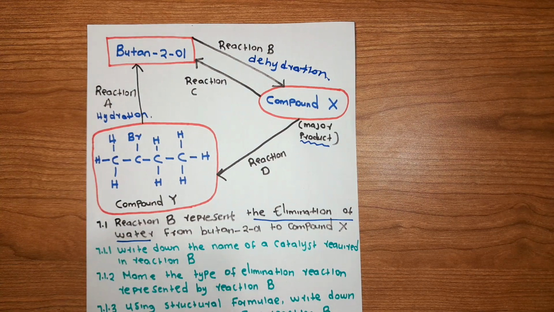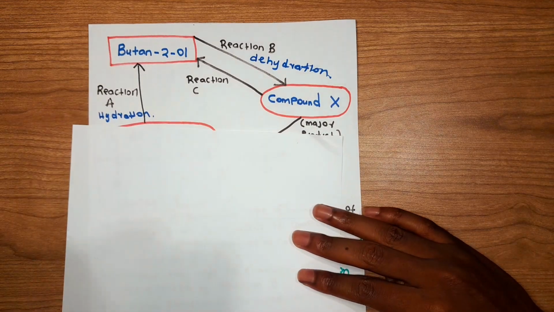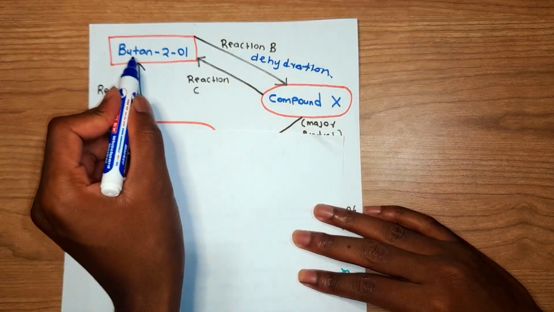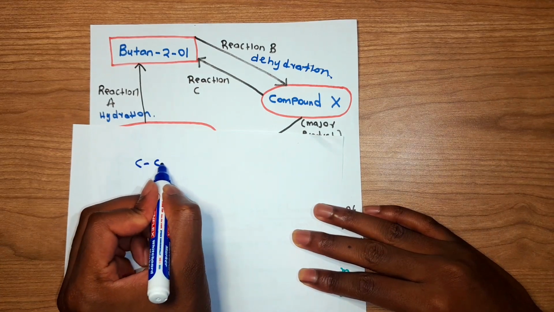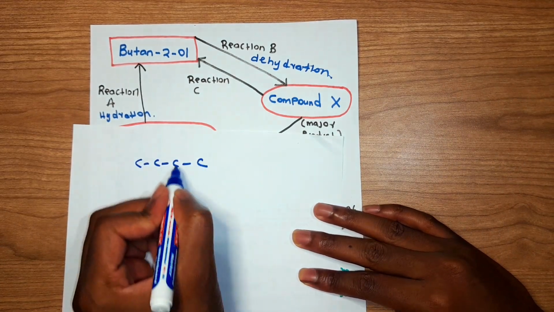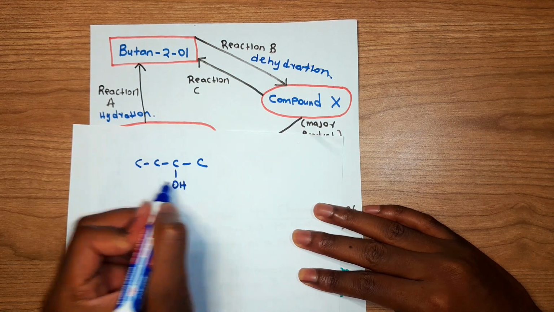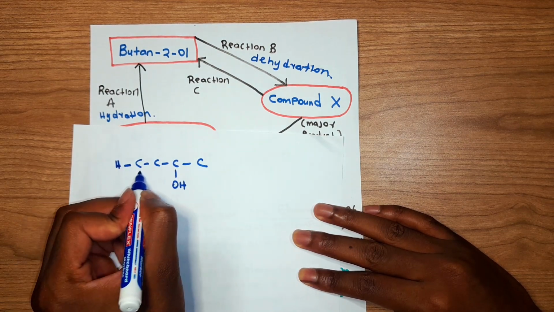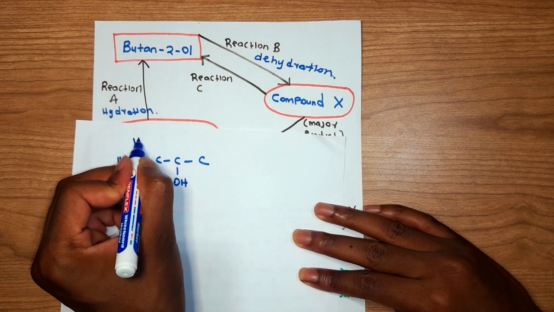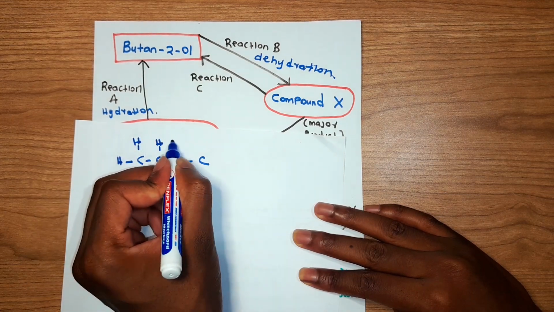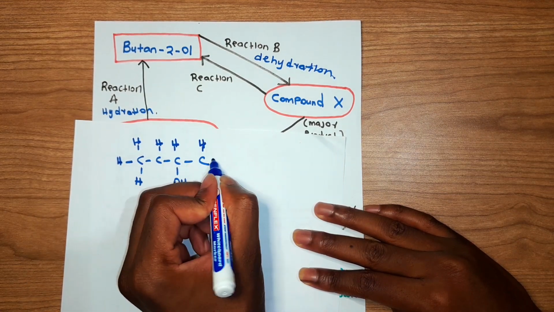Now, we still don't know what compound X is. How can we identify compound X? We say, okay, well, butan-2-ol, we know it's going to be but: 1, 2, 3, 4. And then this ol is going to be on number 2. Let me just put OH here on number 2. And then I'm just going to draw this structure.